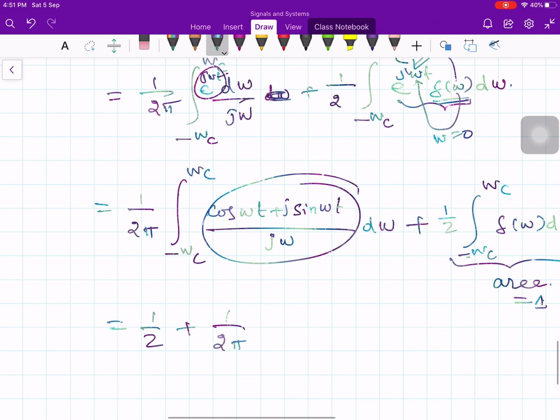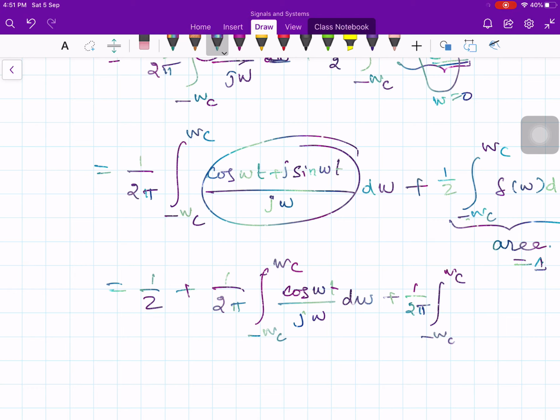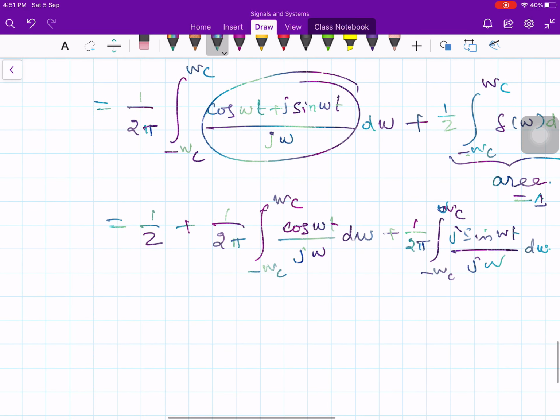Okay, so the integral from minus omega c to plus omega c of cos omega t by j omega d omega, plus 1 over 2 pi times the integral from minus omega c to plus omega c of j times sine omega t divided by j omega d omega. Now what is this function? Cos is an even function and j omega is an odd function. Even by odd becomes odd, therefore you are integrating an odd function over symmetrical limits, therefore this term becomes 0.